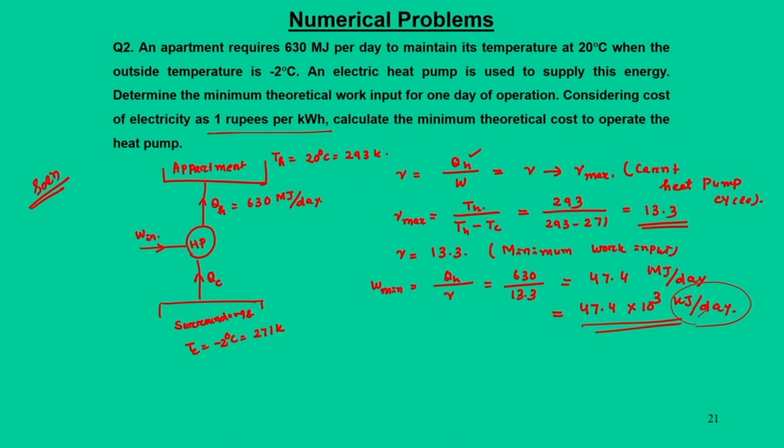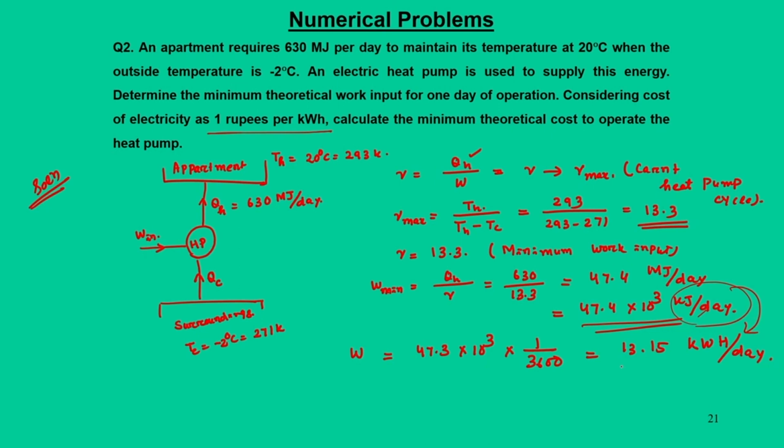Now, for the cost of electricity, we can find out how many kilowatt hours per day it would be. So, W would be 47.3 into 10 to the power 3 into 1 by 3600. This turns out to be 13.15 kilowatt hour per day. So, that means we have converted to kilowatt hour.